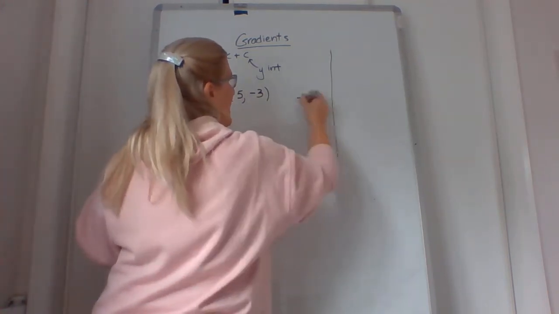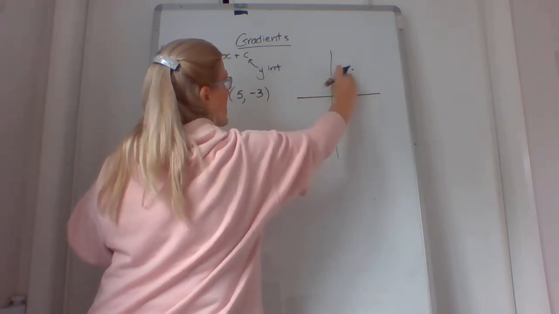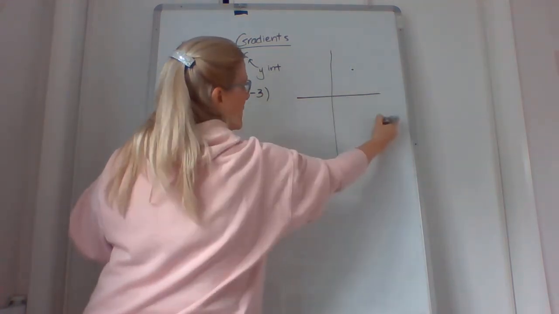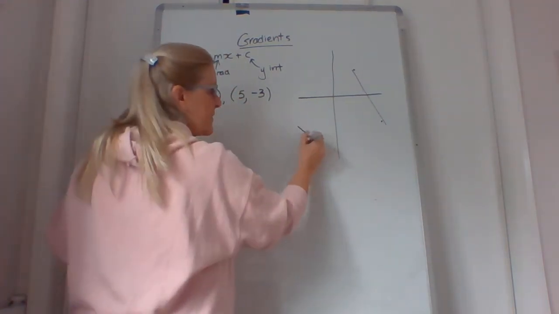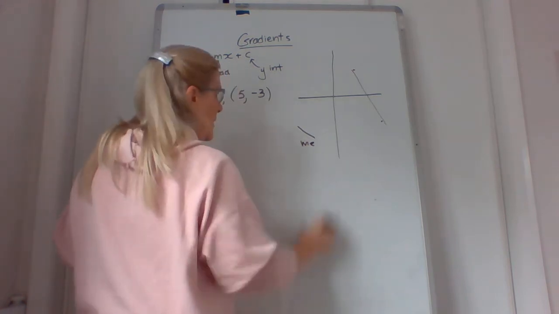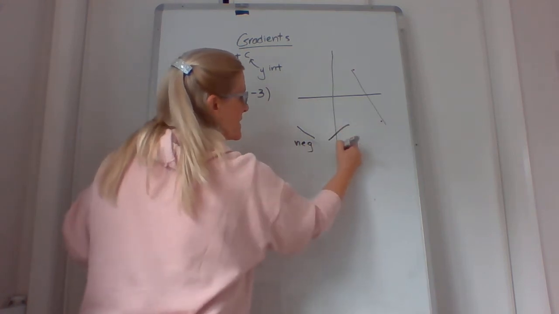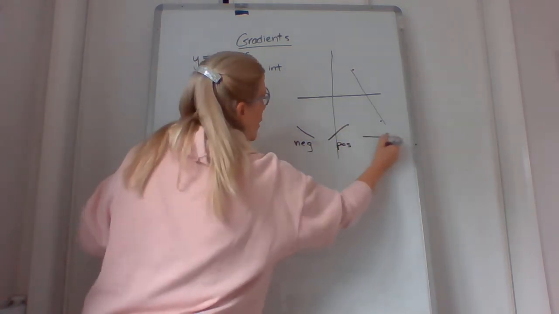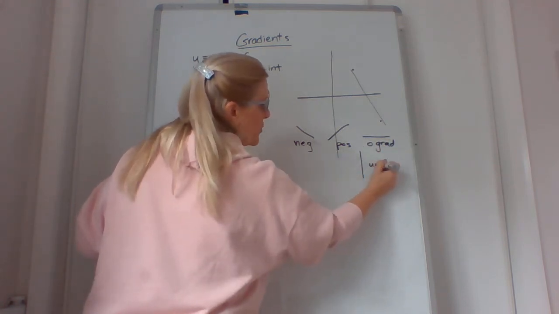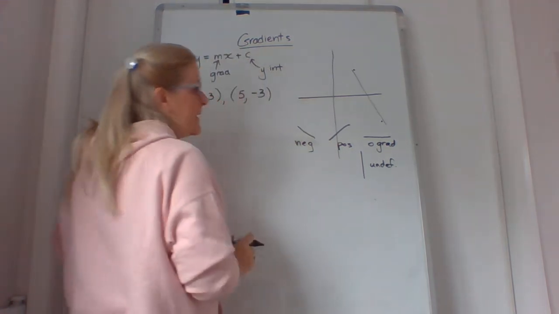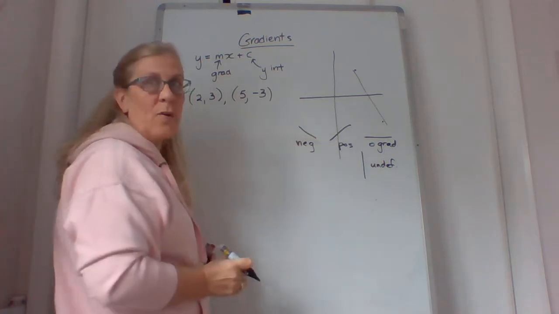So if I have a look at that, (2, 3) and (5, -3), from here to here, it's got a negative gradient. Remember, this is a negative gradient. This is a positive gradient. This is no gradient. And this one is an undefined gradient. But we're mostly interested in the negative and positive ones. So we know that if we don't get a negative for this, we're wrong.